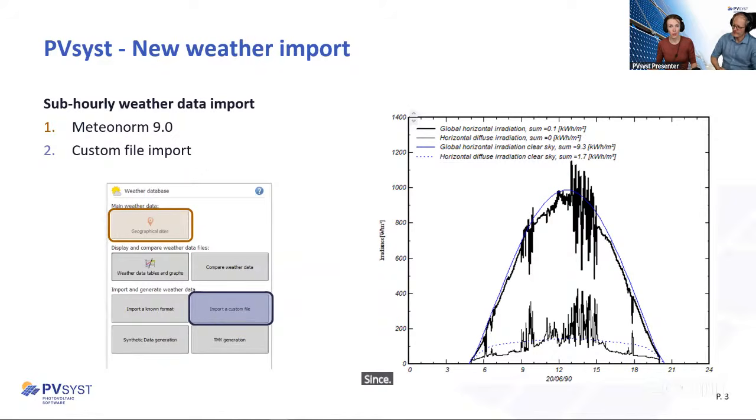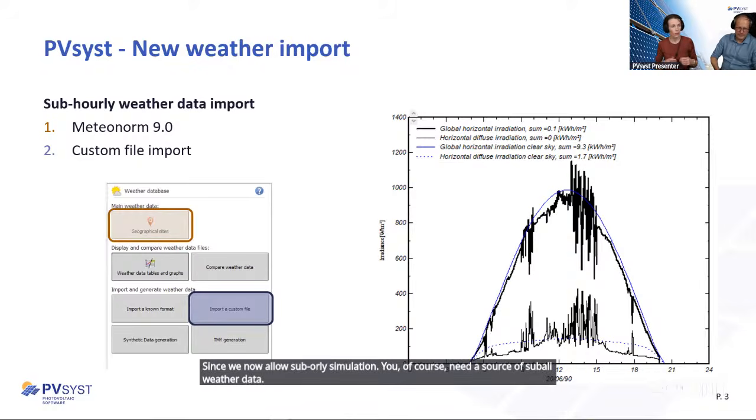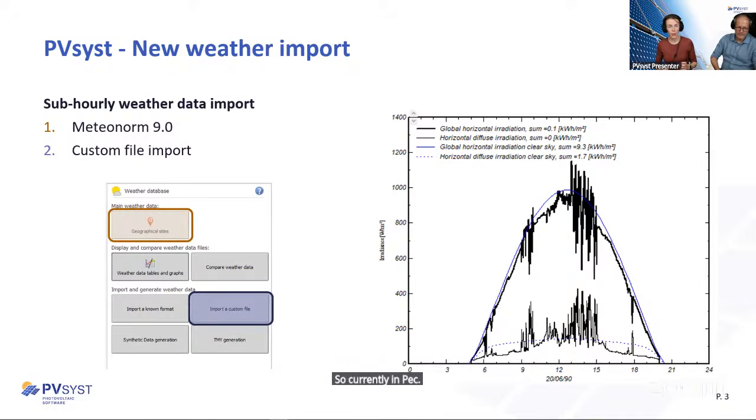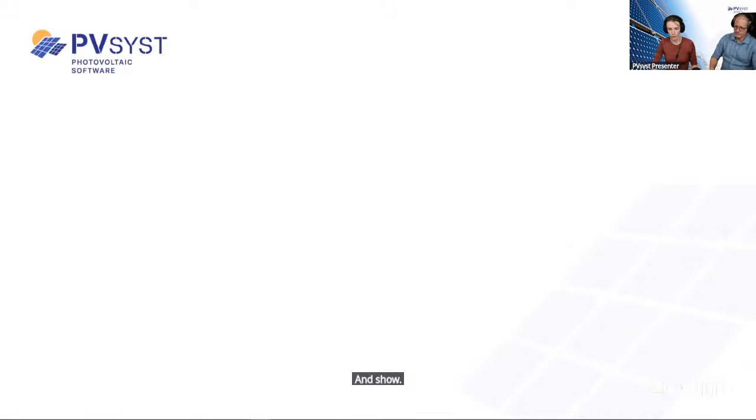Since we now allow sub-hourly simulation, you of course need a source of sub-hourly weather data. So currently in PVsyst 8.1, there are two different ways to get sub-hourly weather data. The first option is to use the new Meteonorm 9.0 DLL that allows you to synthesize sub-hourly weather data. And the second option is to import a custom file.